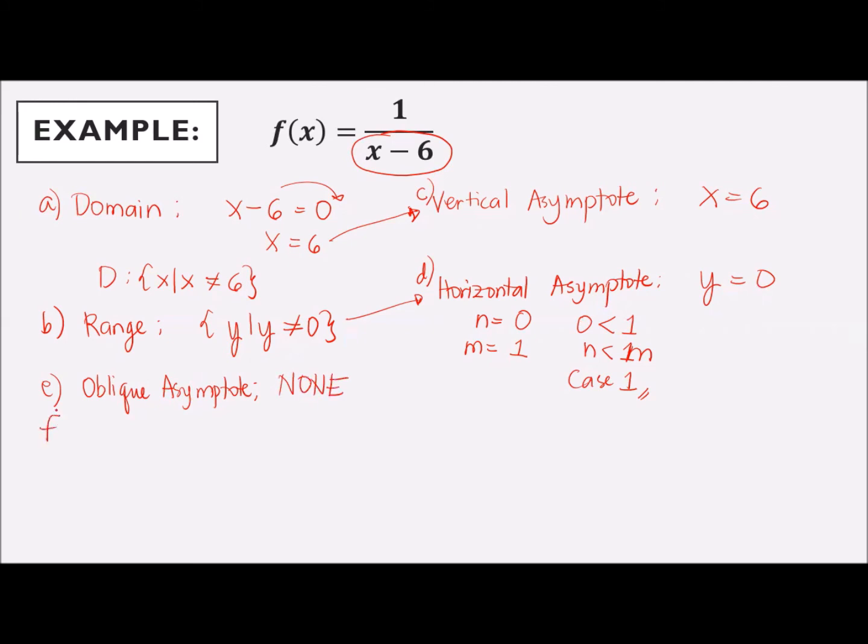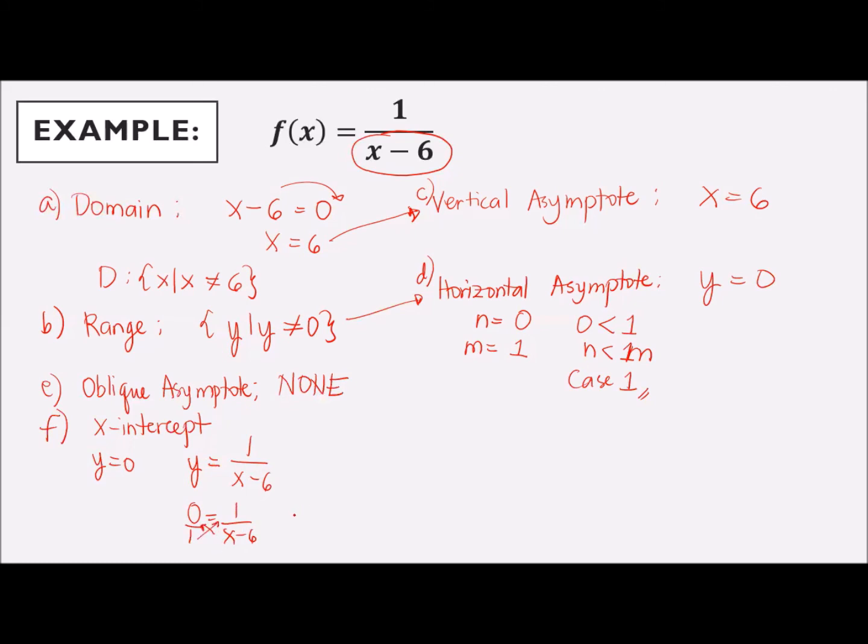Okay? And then, the last two are the x-intercept and the y-intercept. So, again, x-intercept, hinahanap si x, kaya y is equal to 0. So, copying our given, f of x will change into y. So, magiging 1 over x minus 6. Change y into 0, kasi ito yon, is equal to 1 over x minus 6. At katulad ng ginawa ko kanina, cross-multiply.